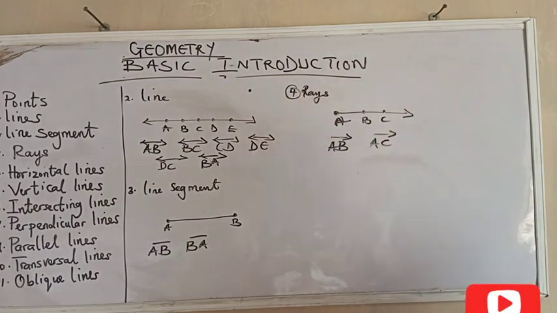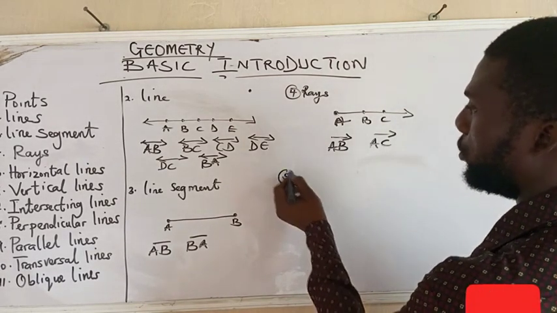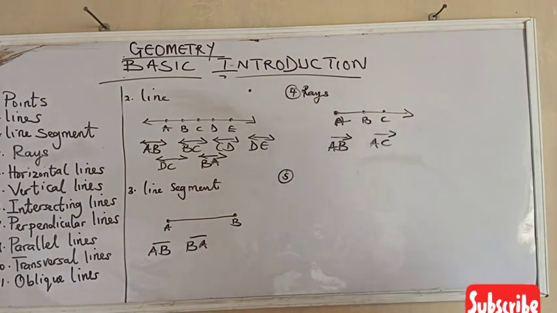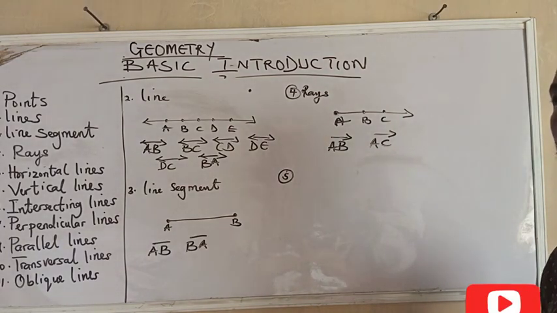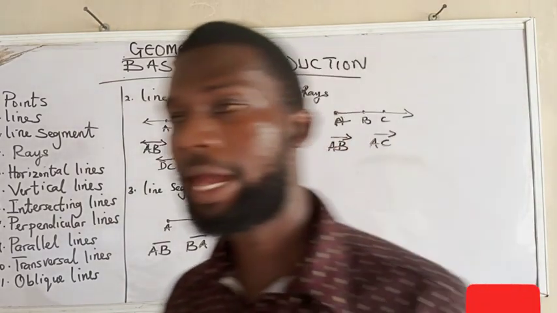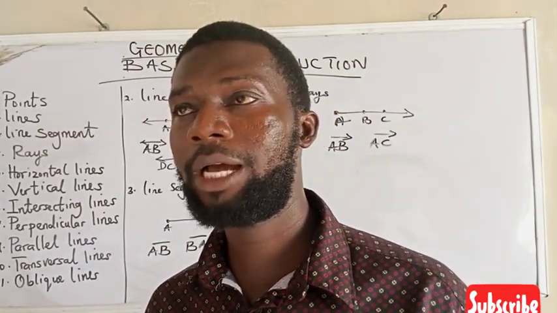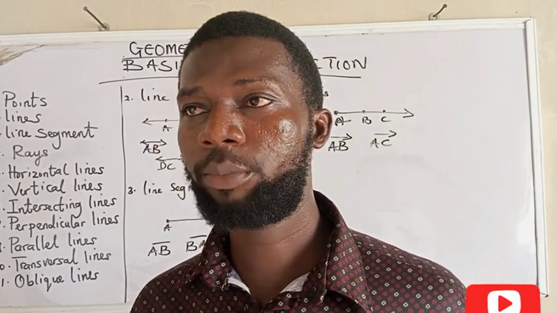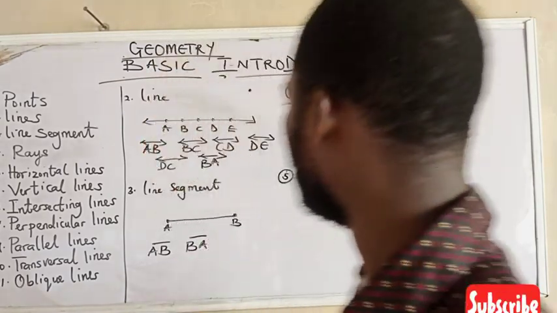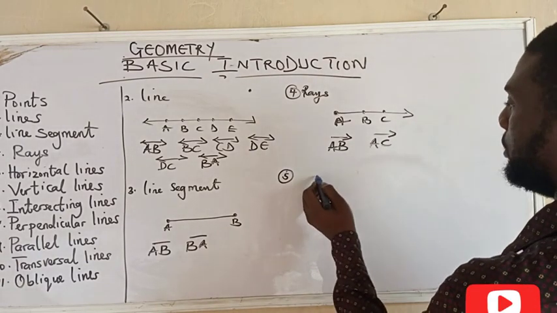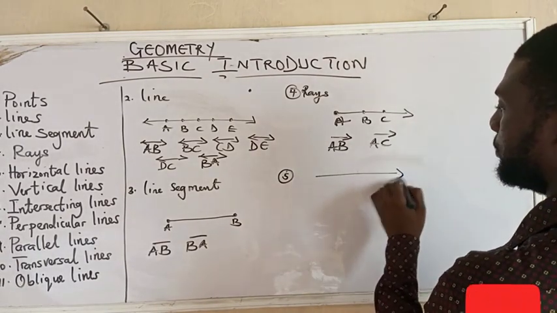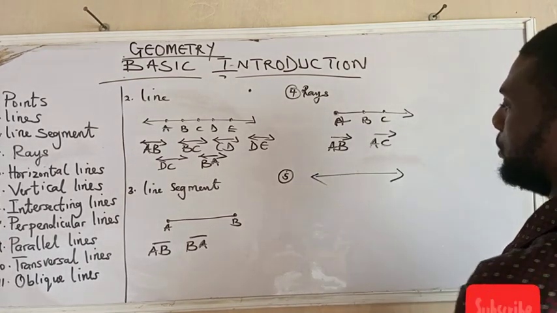So we'll move on to the next one, which is horizontal line. What are horizontal lines? Horizontal lines are lines that run from left to right. For example, if you sleep in the house, the sleeping posture can be seen as an example of a horizontal position. In a horizontal position, lines run from left to right. So I can say this is a horizontal line.